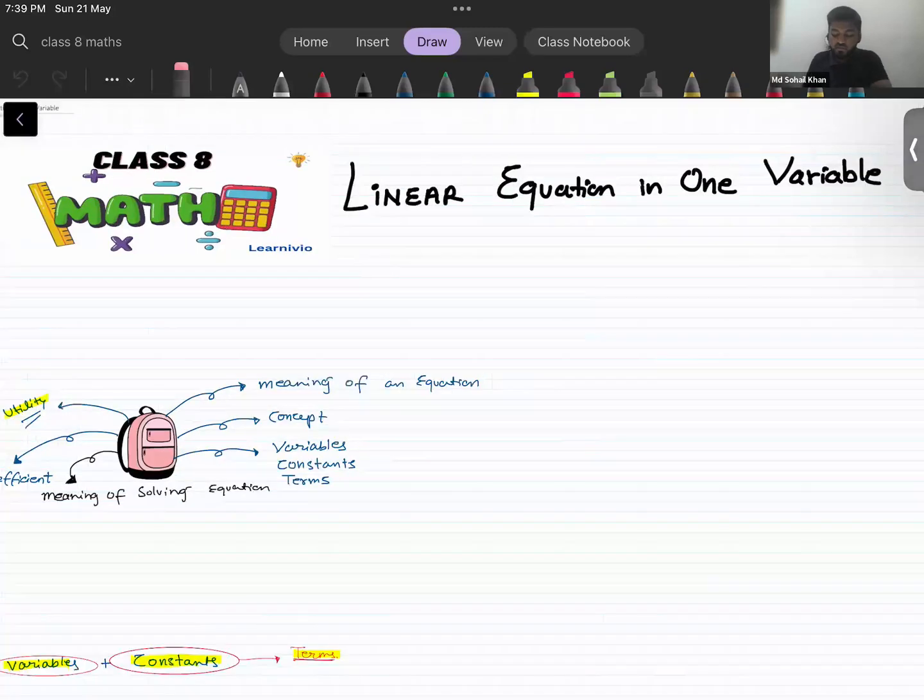Chapter, that is the linear equation in one variable. Okay, and I sent you an assignment also.